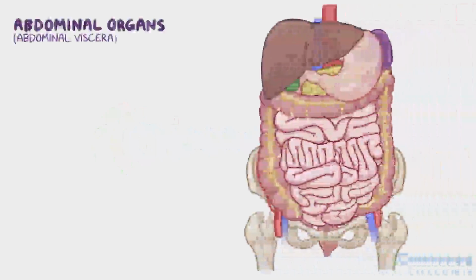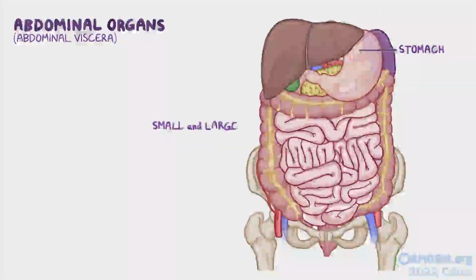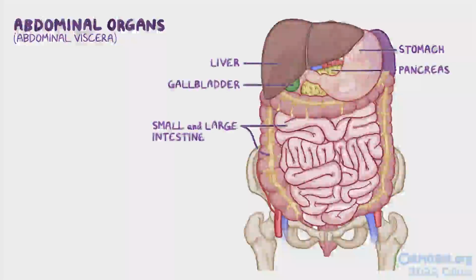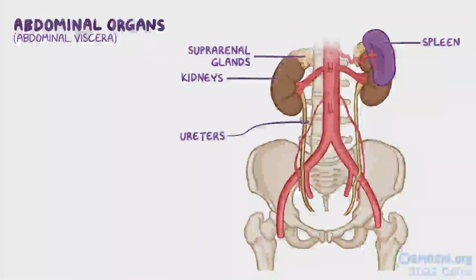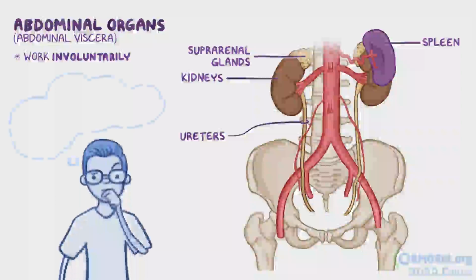Most of our abdominal organs, also called abdominal viscera, are part of the digestive system. These include the stomach, the small and large intestine, the liver, gallbladder, and pancreas. The abdomen is also home to other organs like the spleen, kidneys, suprarenal glands, and the ureters, which play important roles in other systems. All of these organs work involuntarily, so they're innervated by the autonomic nervous system. And luckily so. Can you imagine trying to voluntarily control digesting each vegetable in a salad?